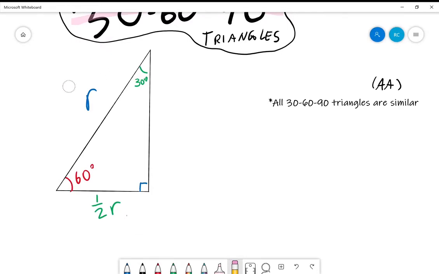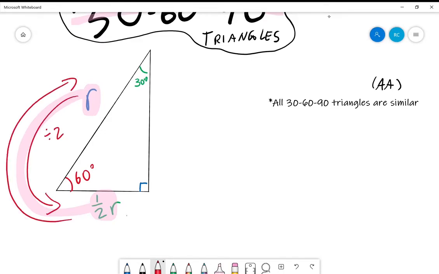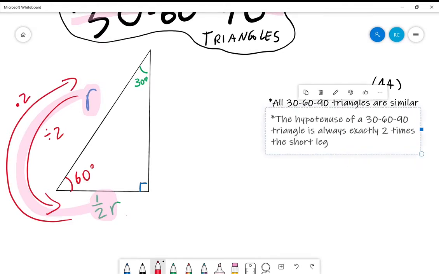So far it seems pretty much the same as the 45-45-90 triangle, in that to get from this side to this side, if you're going this way, you divide by 2. If you're going the opposite way, you multiply by 2. The hypotenuse of a 30, 60, 90 triangle is always exactly 2 times its short leg. And you can always reverse that to say that the short leg is half the hypotenuse. Those two mean the same thing.